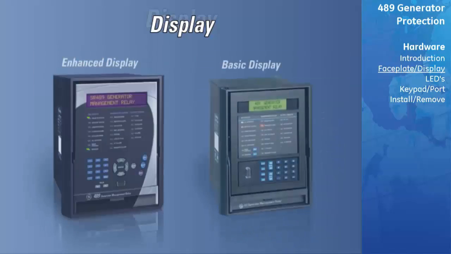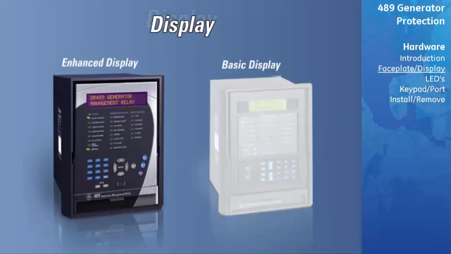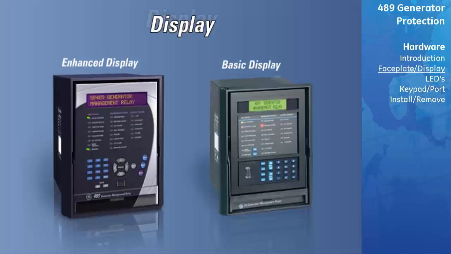There are 2 different displays available for the SR489 relay. These are the Enhanced and Basic. New production units will be enhanced, while older relays already installed may have the Basic display. The main difference between the Basic and Enhanced display is a larger LCD display and the keypad interface.